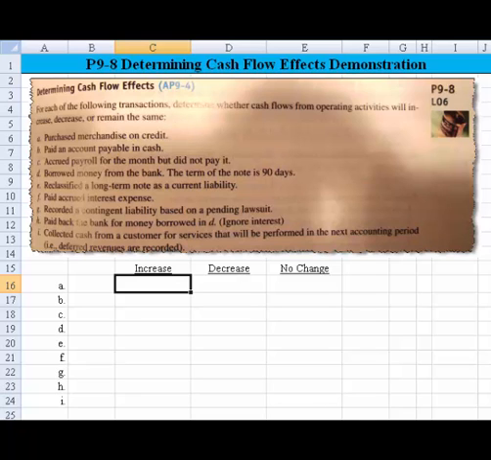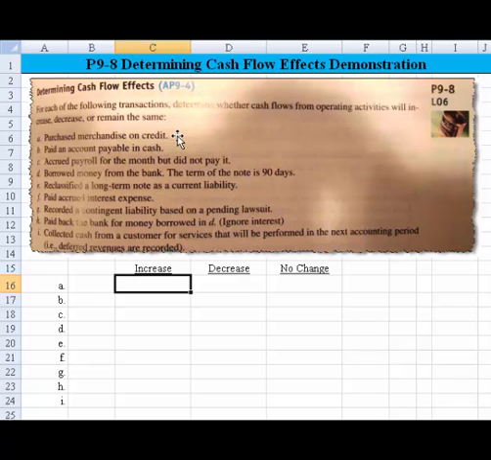Hi everyone. Let's take a look at problem 9-8 where we will determine the cash flow effects of various transactions. In this one we are trying to determine whether cash flows from operating activities will increase, decrease, or remain the same. Alright, let's look at that first transaction just to the left of my mouse.